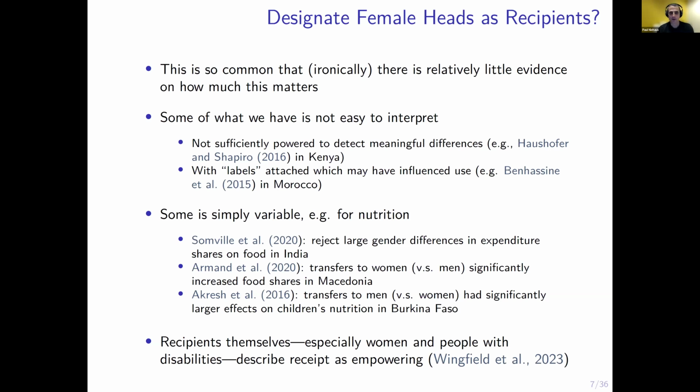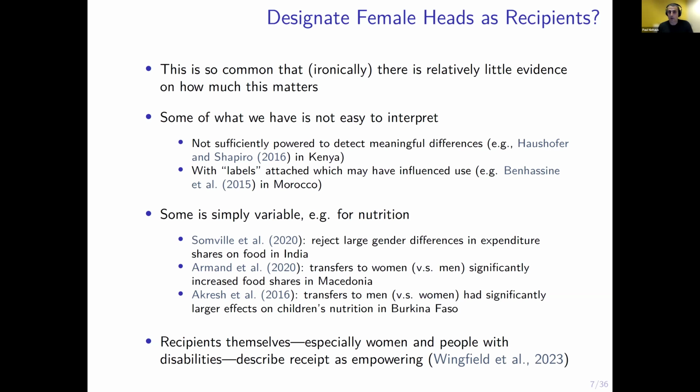But I think our view on this is that in some sense that's not necessary. There's a very strong a priori argument that if we see that at baseline some members of the household are disadvantaged relative to others, then purely on equity grounds, purely on distributional grounds, the right thing to do would be to prioritize them for transfers.